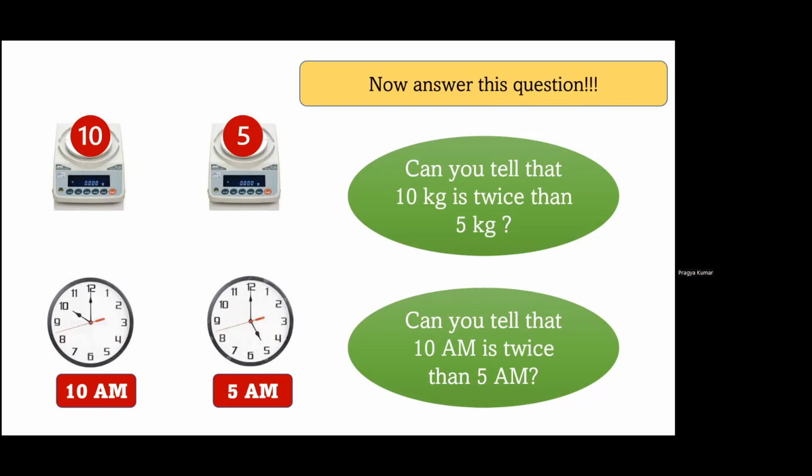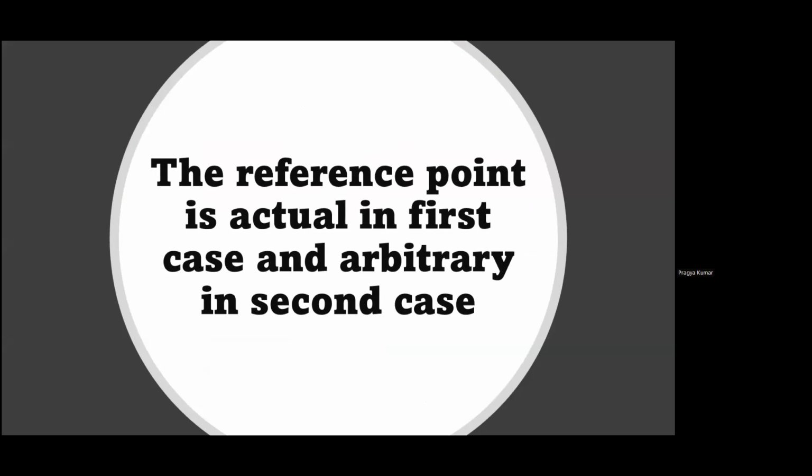Yes. Agree? Can you tell that the 10 a.m. is twice that of 5 a.m.? No. Why can't you say that? Because there is no absolute zero in case of a time. So the reference point in the first case, which is the weight, that is actual. Whereas the reference point in the second case, which is the time, because for time we take 12 at midnight as a reference point, 0. But actually it's not 0. So that's why, for the ratio, you cannot say that the 10 a.m. and 5 a.m. is twice.